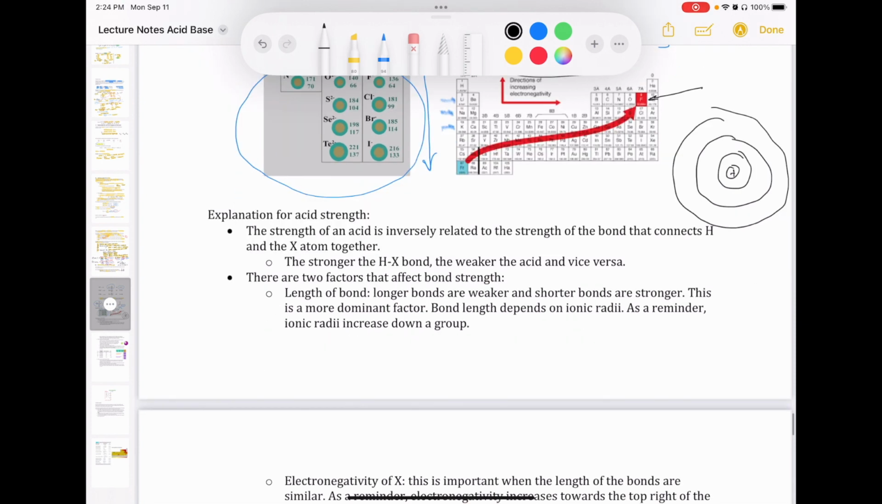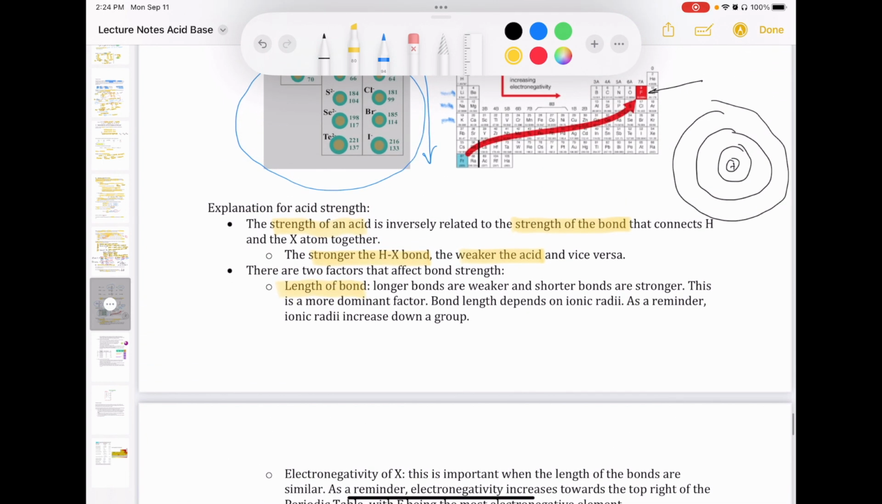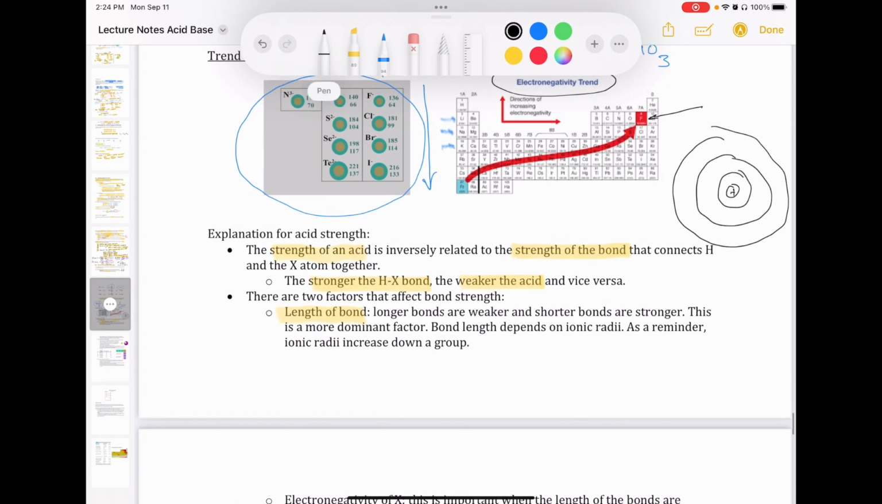Now, keep in mind that the strength of the acid is going to be inversely related to the strength of that bond between the proton and either the X atom or oxygen. And the stronger the bond, the weaker the acid because it's harder to give away or donate the proton. The weaker the bond, the easier to break the bond and release the proton, the stronger the acid. The length of the bond is going to be crucial because that's going to determine how strong the bond is. The longer bonds are going to be weaker and the shorter bonds are going to be stronger.